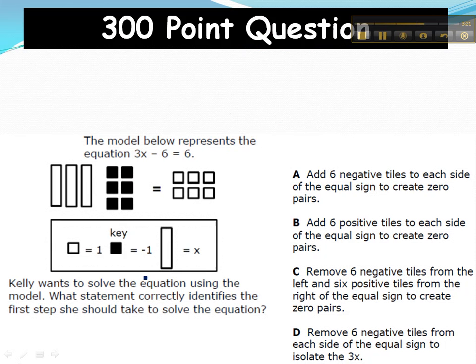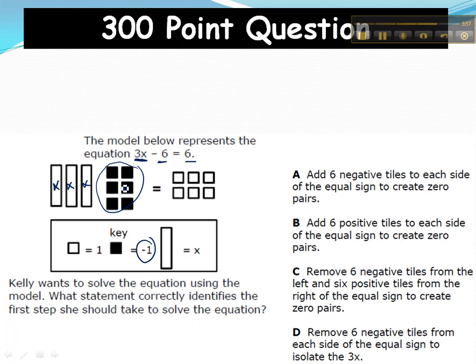Okay, the next question says this model below represents the equation 3x minus 6 equals 6. And we can see that on the model. The key tells us that these large white rectangles are x's, so there's 3x. Minus 6, there are 6 negatives here. 6 chips that each represent -1. So it's the same as 3x plus -6. And then on the right side we have 6 positive chips. It says Kelly wants to solve the equation using the model. Which statement correctly identifies the first step she should take to solve the equation?